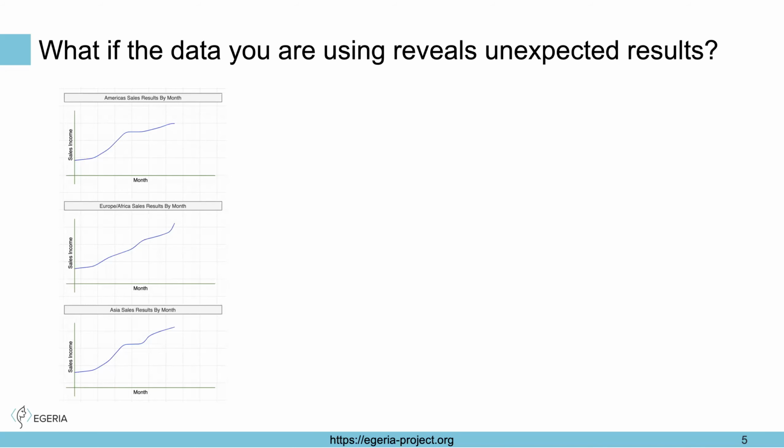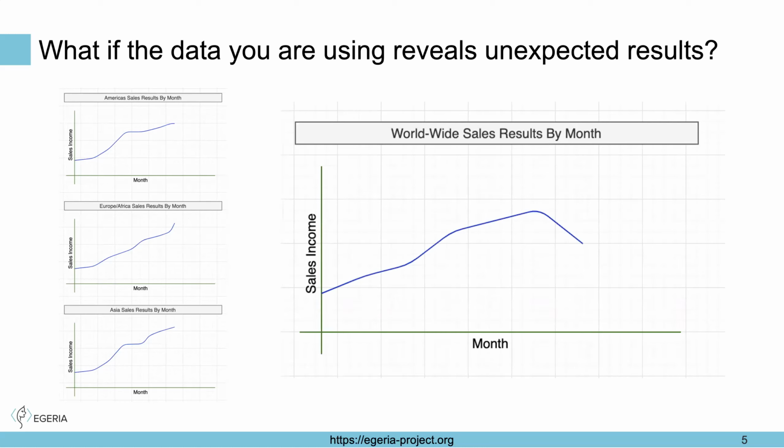Now, we all work with data and we make decisions from data, but sometimes it's not always right. So here we have a sales income chart and everything looks good, everything's going up. But when the worldwide sales figures are looked at, something has gone wrong. This is an impossible graph, given everybody is increasing their sales, but we're seeing a drop. So there's a suspicion. What is wrong?